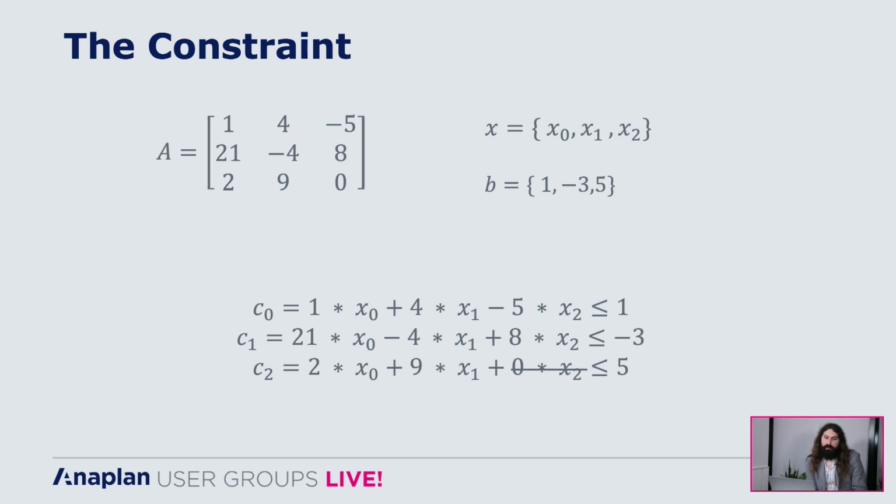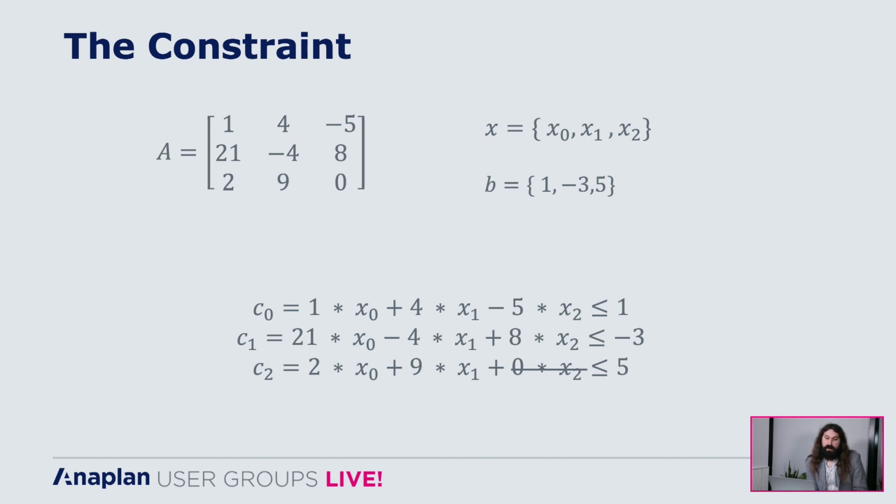And now we can see a more familiar formulation of constraints. So we can see that for the first row of A, 1, 4, minus 5, we multiply that with our x's to get 1x0, 4x1, and minus 5x2. And then we take the first item in the B vector and make that the other side of the inequality. So we end up with x0 plus 4x1 minus 5x2 is less than or equal to 1. And we do the same for the other two rows.